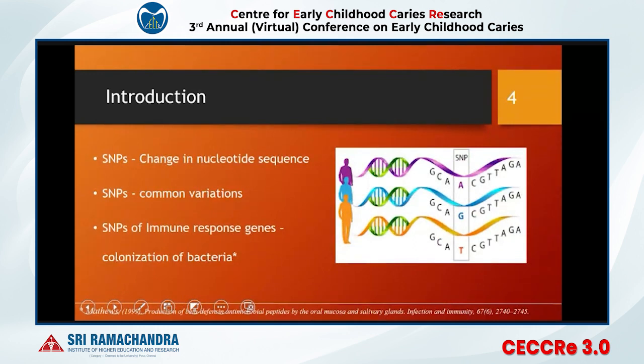As stated earlier, single nucleotide polymorphisms or SNPs refer to a change in the nucleotide sequence across the DNA, and these SNPs are the most common variations in the human genome. SNPs of the genes regulating the immune response can alter the colonization of the mucosa by the bacteria and affect susceptibility to disease.